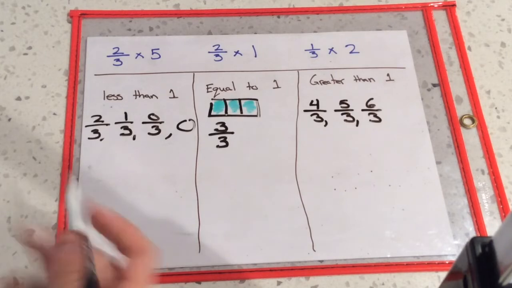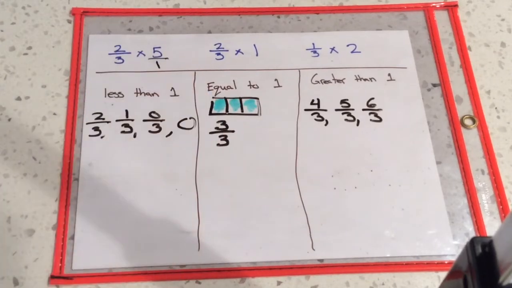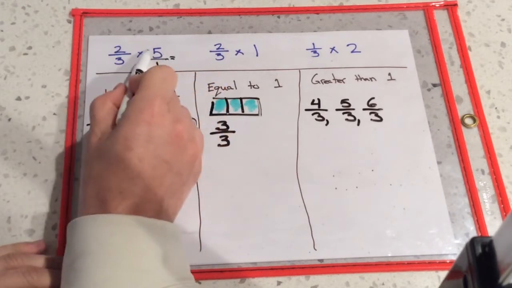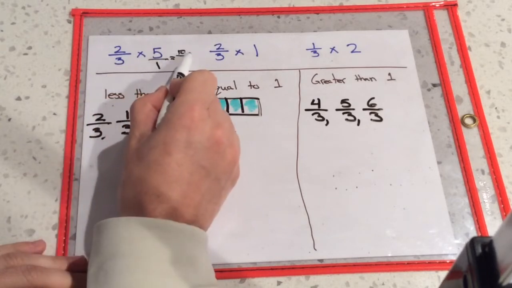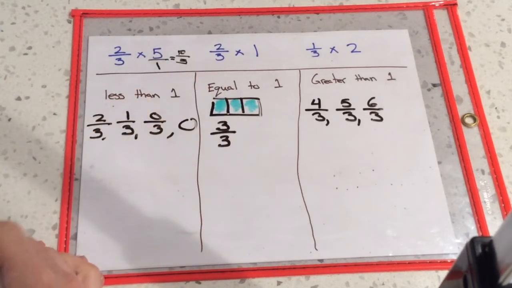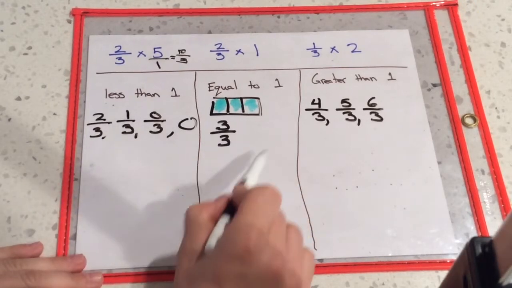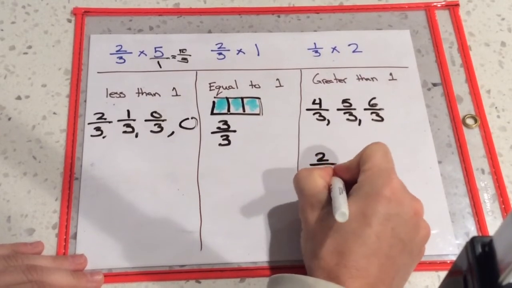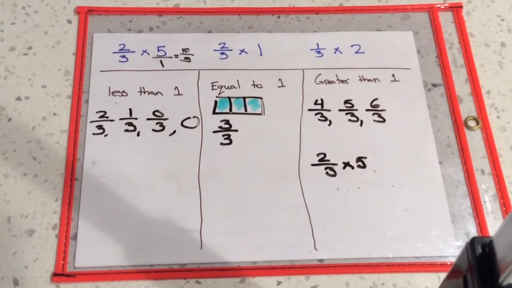So I have 2/3 times 5. Again, I know I can put 1 under a whole number and it does not change the value. Here I have 2 times 5 is 10, and 3 times 1 is 3. So this was 10/3. I know that's not going to be less than 1 whole. I know it's not going to be equal to 1 whole. It must go here. So 2/3 times 5 is greater than 1 whole.